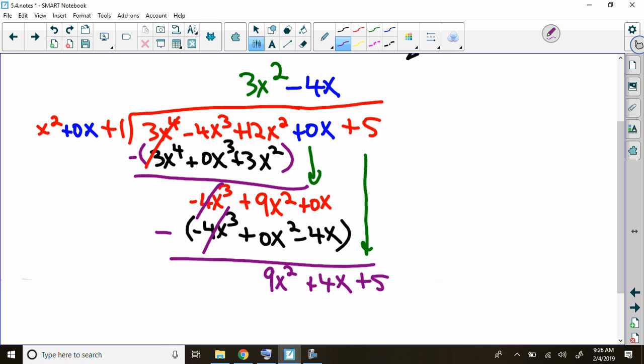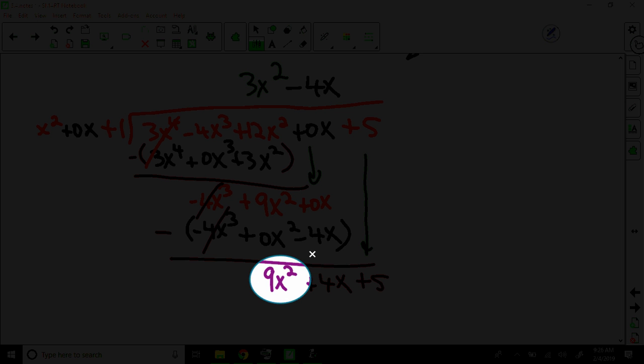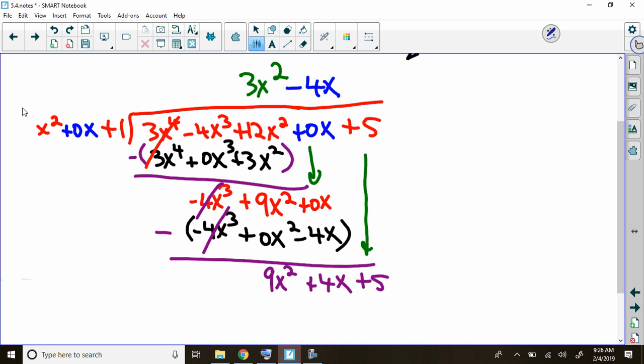So now we do this again. The whole process starts over. Front-end estimate: we look to see how many times x squared goes into that. How many times does x squared go into 9x squared? Is it 9? So it's going to be plus 9.